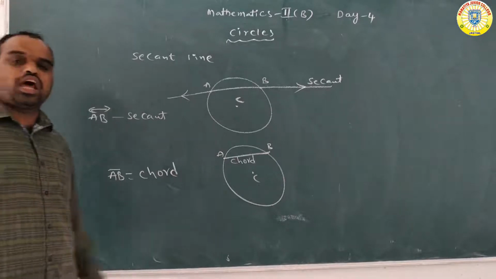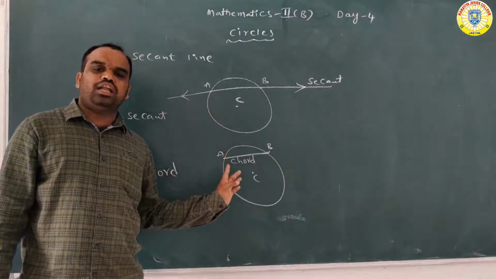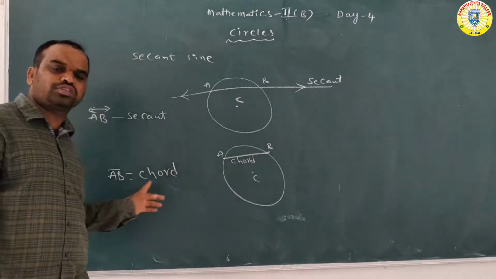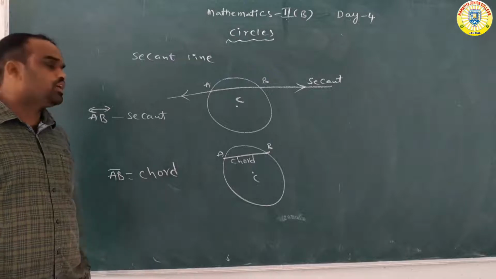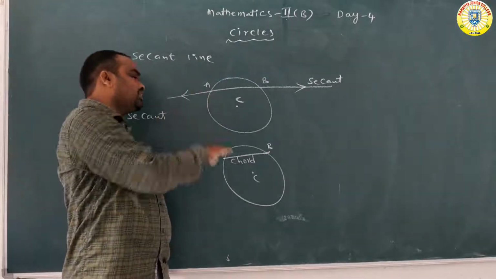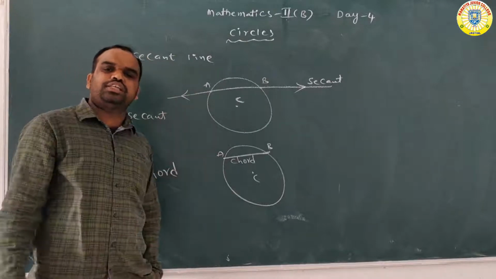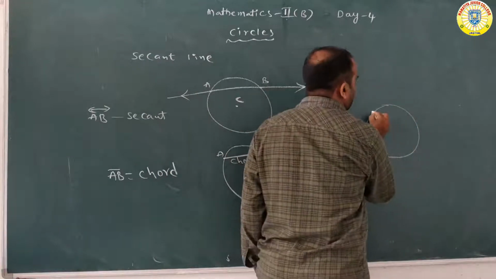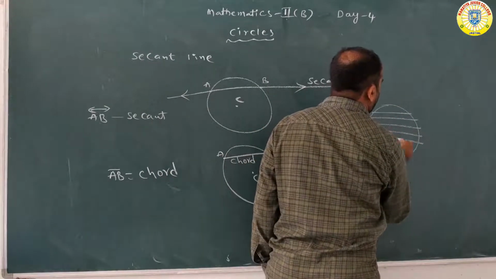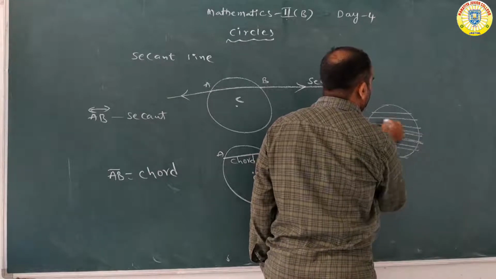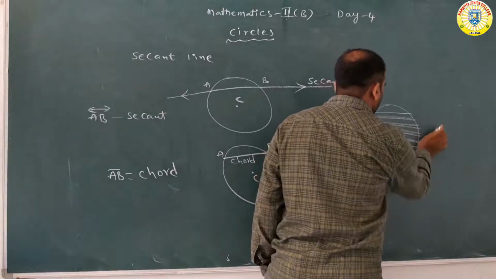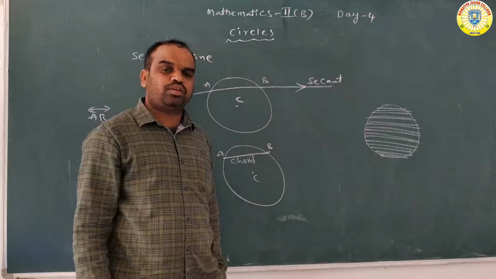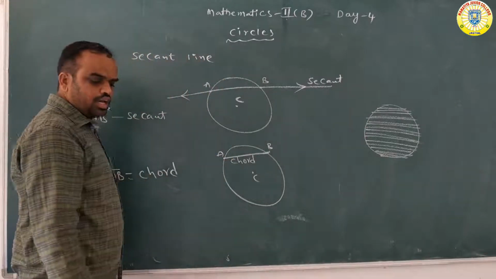The line segment joining two points on the circle is called a chord of the circle. In a circle, we can draw infinite secants and infinite chords. How many chords are there in the circle? Infinite chords are there. These are all line segments joining points of the circle, that's why these are all chords.